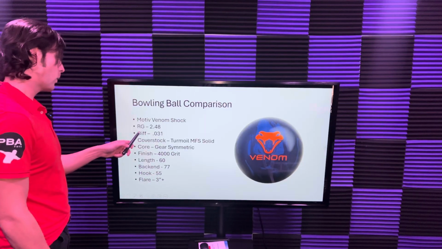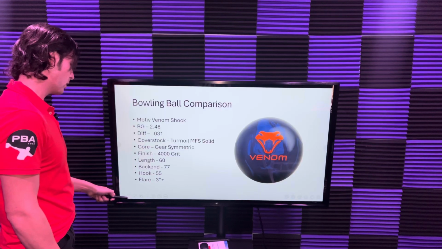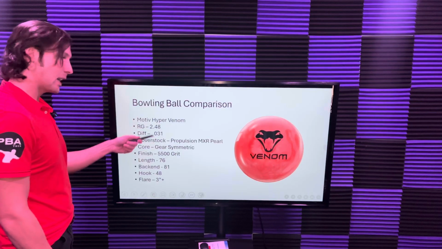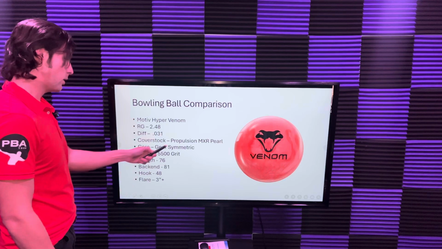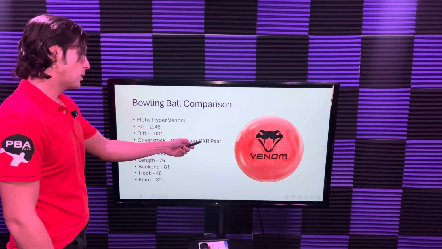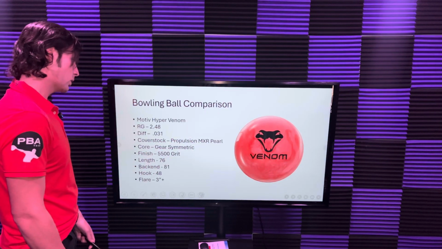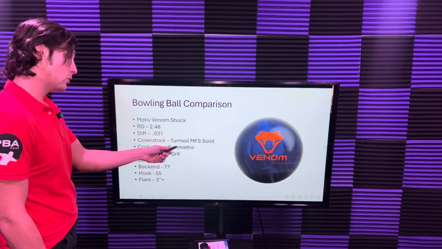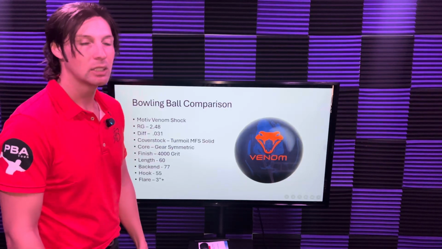So I just want to go over a couple of numbers here. The RG is 2.48 and the differential is 0.031. But what's the Hyper Venom? Again, the exact same. So you're thinking, well, this is the exact same ball, right? Absolutely not. The cover stock for the Hyper Venom is the Propulsion MXR Pearl, and the core is the gear symmetric. But what's the Venom Shock? Same core, gear symmetric, but different cover. Term Oil MFS solid.